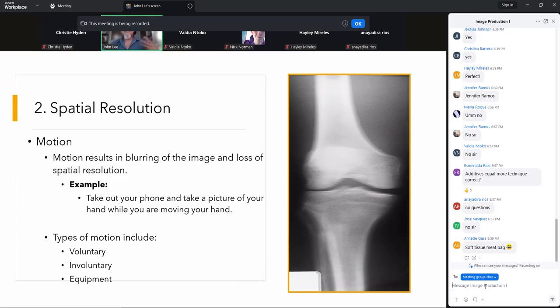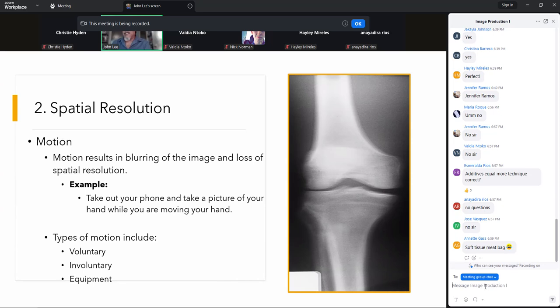mitigated by using effective communication, making sure the patient understands what it is that we as a technologist need for them to do so that we can be successful in getting them high quality diagnostic images. Involuntary motion is the type of motion that the patient has no control over, the heartbeat. We can't ask the patient to stop their heart while we take the chest x-ray. We compensate for that motion by using a very, very short time. Muscle spasms.